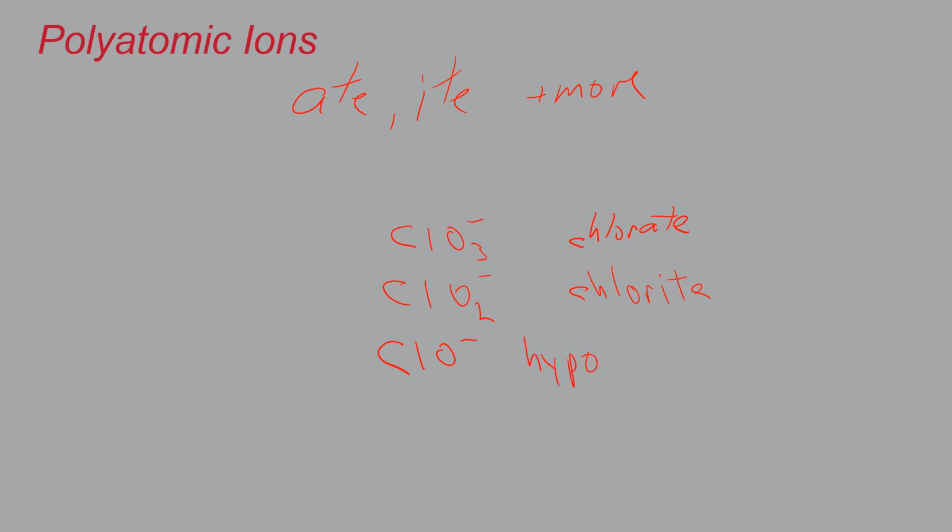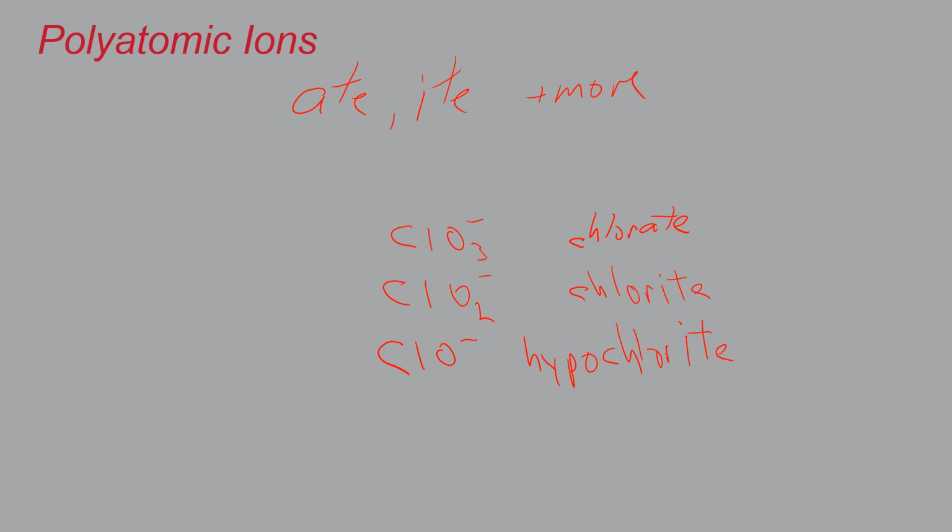Now, if you want to remember that prefix hypo, think about getting a shot and what the actual name for that device is. It is a hypodermic needle. Hypodermic means under the skin, which is, these things are meant to inject something under your skin. So 1 oxygen less than the ite form is the hypo something ite.